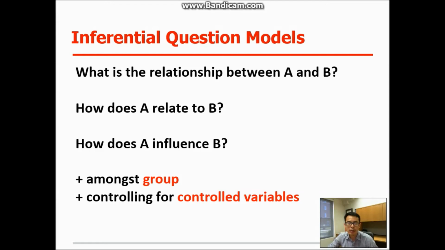In addition to those three models, you add something else to the sentence. What you will add is the group, amongst certain groups or between females and males. And then you add controlled variables. For example, controlling for gender, controlling for religions, controlling for races, or controlling for something else. So I will give you an example here.